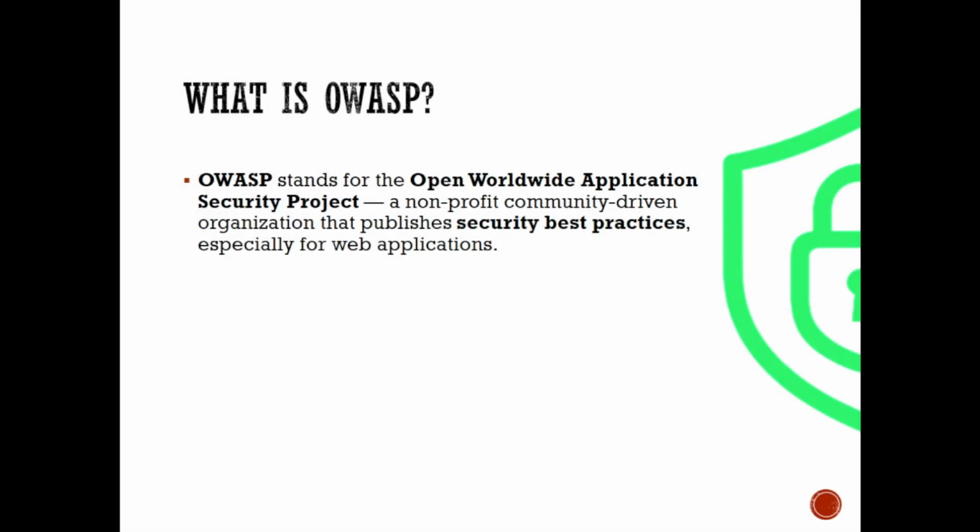What is OWASP? OWASP stands for the Open Worldwide Application Security Project, a nonprofit, community-driven organization that publishes security best practices, especially for web applications. Their most famous project, the OWASP Top 10, is updated every few years with the most widespread and critical web vulnerabilities.